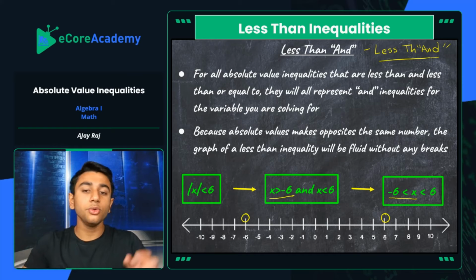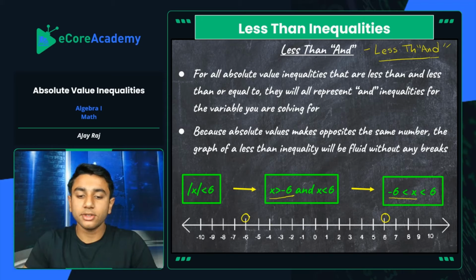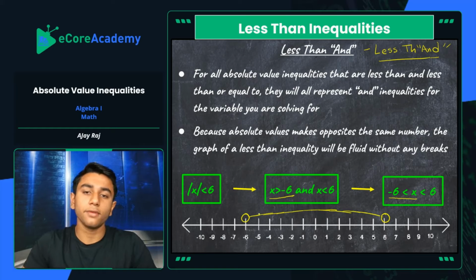Now, because there are two finite points that you're given, it has to be within that data set, so that means it's going to be one fluid graph. All these points in between are also valid values that can go for x, all valid values right here. And because it's an and statement, that just shows that it's one fluid graph, no breaks like an or statement.